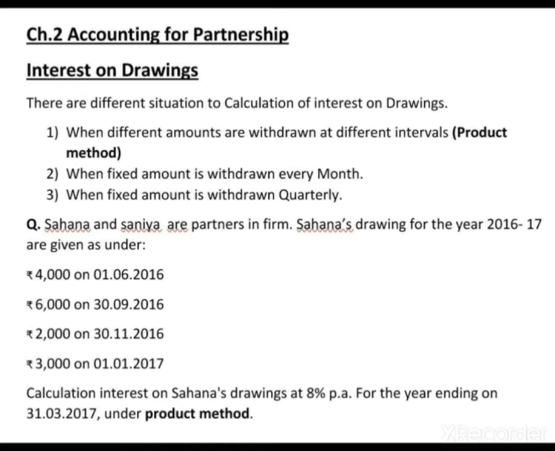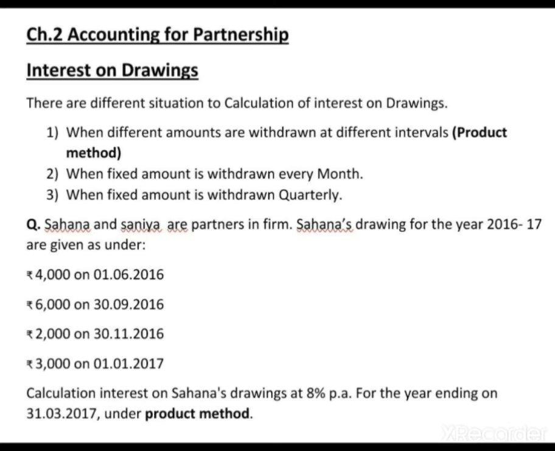If in the partnership agreement they are given a rate of interest, or an agreed rate of interest on drawings, then the partner has to pay interest to the firm. Otherwise, no interest is charged on the drawings if there is no express agreement among the partners.